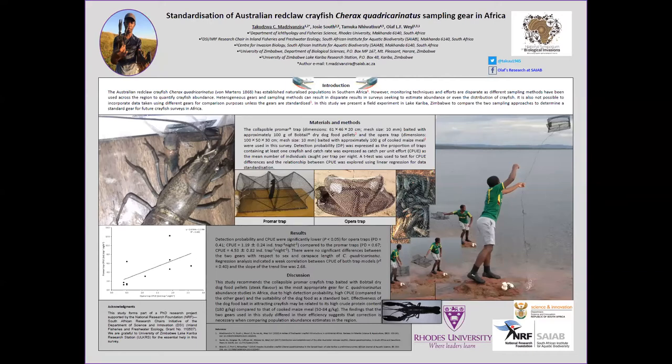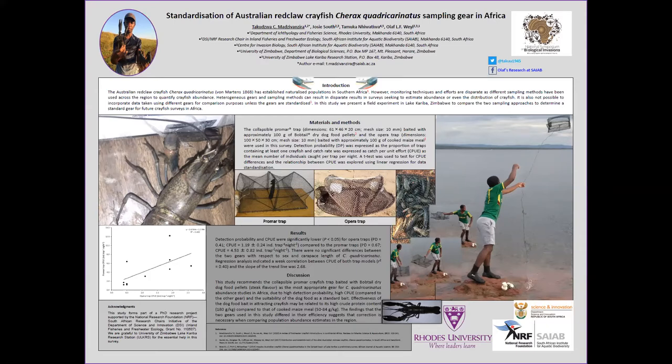I'm a PhD student based at the South African Institute for Aquatic Biodiversity, SAIAB, and I'm registered with the Department of Ichthyology and Fisheries Science at Rhodes University. My poster presents a study that we conducted in Lake Kariba, Zimbabwe, to compare two methods that were used in Southern Africa for the invasive red-claw crayfish abundance studies in order to determine a standard gear to use for our crayfish surveys in the Zambezi Basin, as well as future crayfish studies in Africa.